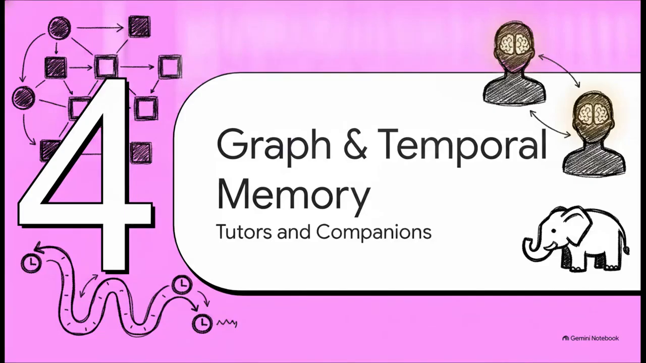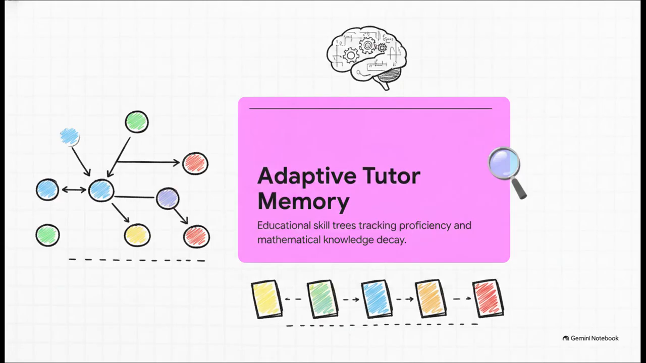Moving right along to Section 4, Graph and Temporal Memories. Let's talk about tutors and companions. Let's dive into adaptive tutor memory. This is such a brilliant archetype if you're building educational AI. It represents skills as a directed graph, kind of like a massive skill tree in a video game, but it adds temporal memory. Think of those spaced repetition flashcards.